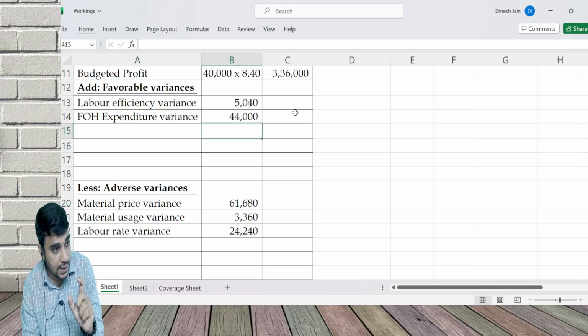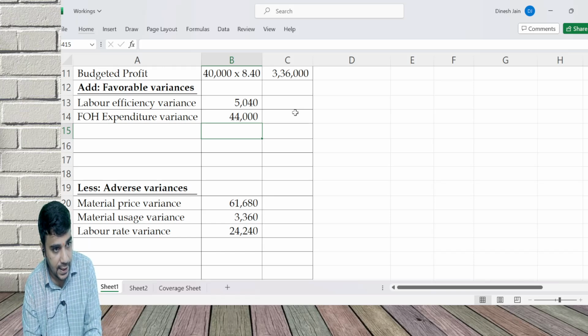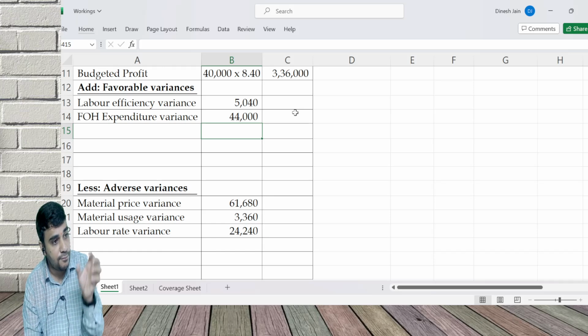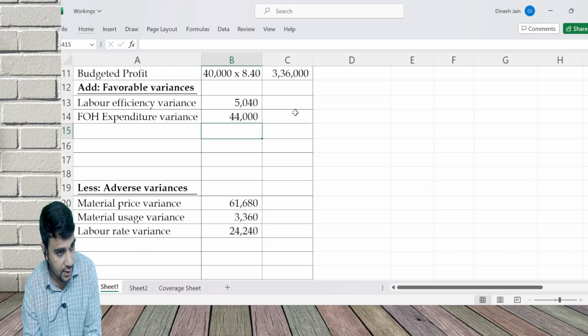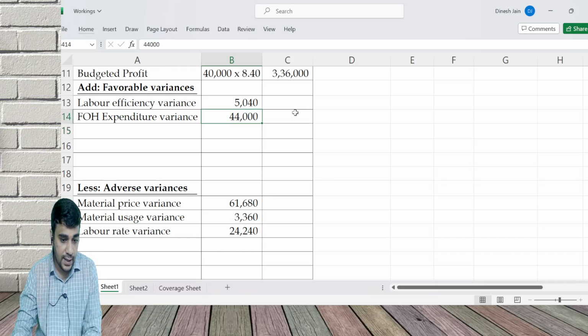Volume cannot be written because you have the breakup. Wherever breakup is there, you will have to write the broken down variance and not the main variance. Expenditure, you cannot break it further, so we have written expenditure. Volume will not come in reconciliation. Efficiency and capacity will come. Whenever there is a sub breakup possible, even labor efficiency will not come if you have mix and yield. If you have mix and yield, write mix and yield rather than writing the efficiency. Any doubts on this?